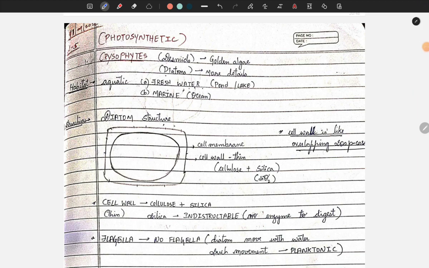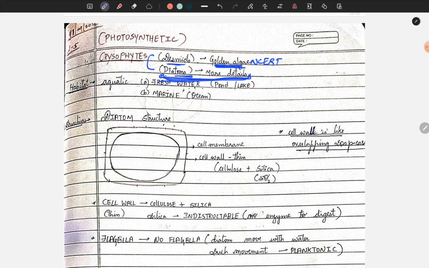Under photosynthesis, as I told you, there are three main types: chrysophytes, dinoflagellates, and euglenoids. Now, chrysophytes. In chrysophytes there are mainly two organisms. One is desmids, which is also called golden algae, which is not given in NCERT in detail, whereas diatoms are given in detail. Remember, diatoms are mentioned in detail, not desmids. Desmids is just a golden algae, and diatoms we are going to explain in detail.